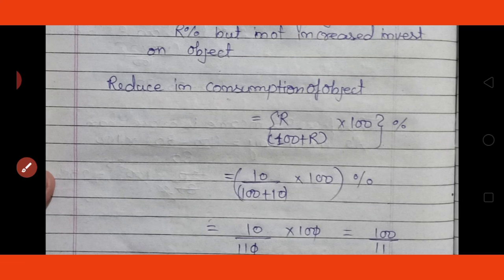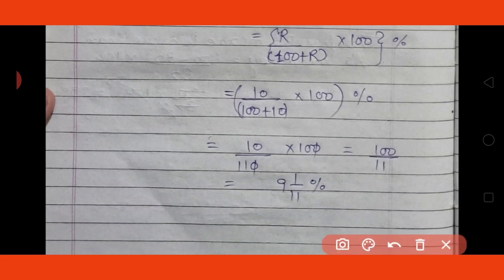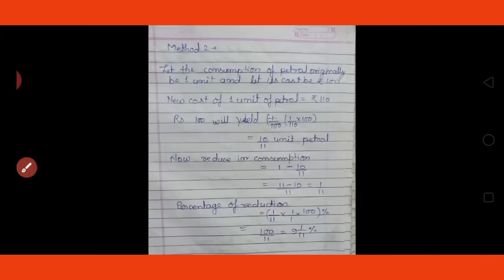So r is 10%, the rate increased by 10%, and then 10 upon 100 plus 10 into 100. Now whenever we solve it, 0 divided by 0, it remains 100 upon 11. So after the division we have found 1 upon 11%, the consumption we have to reduce to invest the same money every time. The second method is given. It is a long method; that was the shortcut method which I have used.